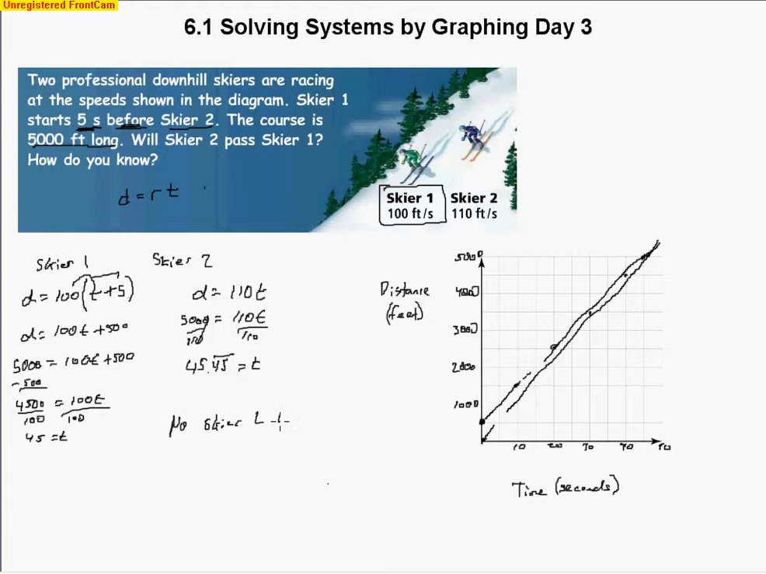Skier 2 will pass skier 1 after the 5,000 feet. And so somewhere after that, they will end up crossing. And the reason is that skier 1 takes 45 seconds to go 5,000 feet.